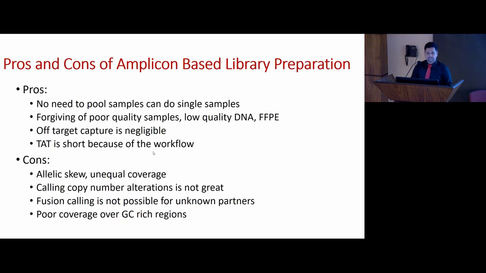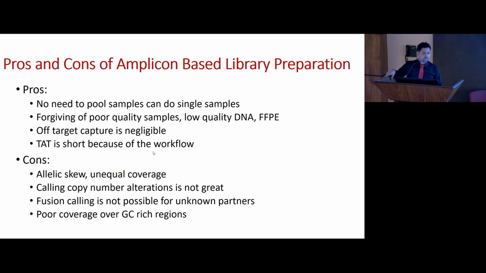Pros and cons of amplicon based prep. No need to pool samples. Can do single samples. I get one sample, I do it, finished, end of story. Okay. Forgiving of poor quality samples. Low quality DNA, no problem. FFPE DNA, no problem. Off target capture, negligible. TAT is short because of the workflow.